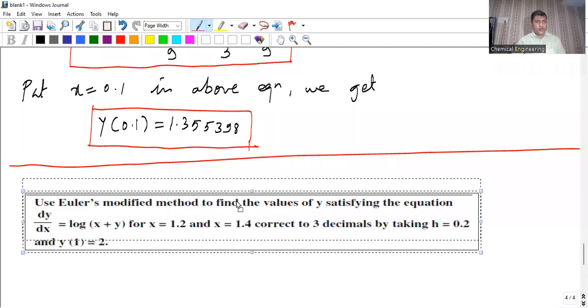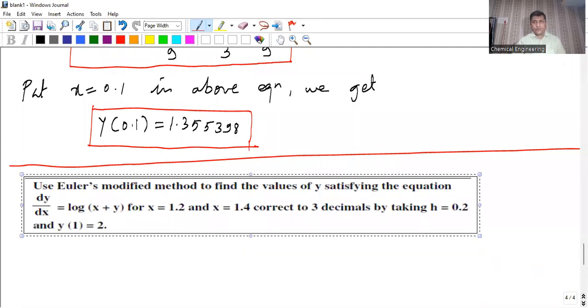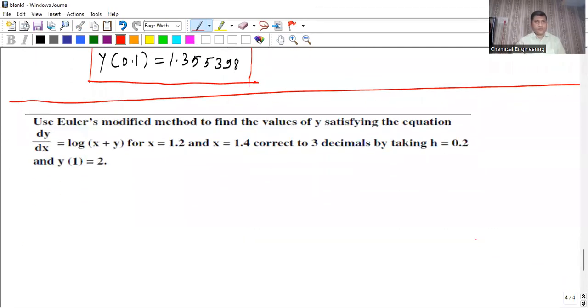Are you able to read this question? Are you able to read this question? Yes. Okay, so we can go for the solution.